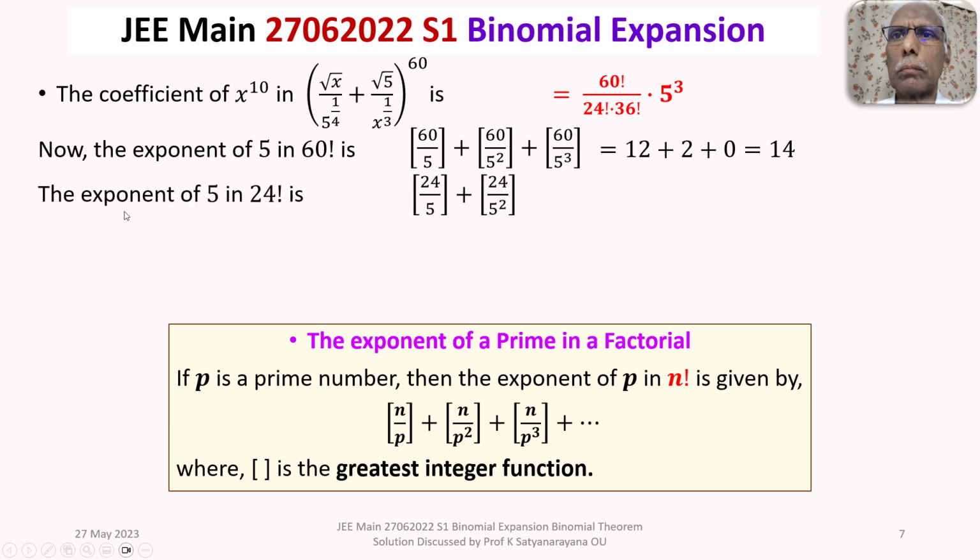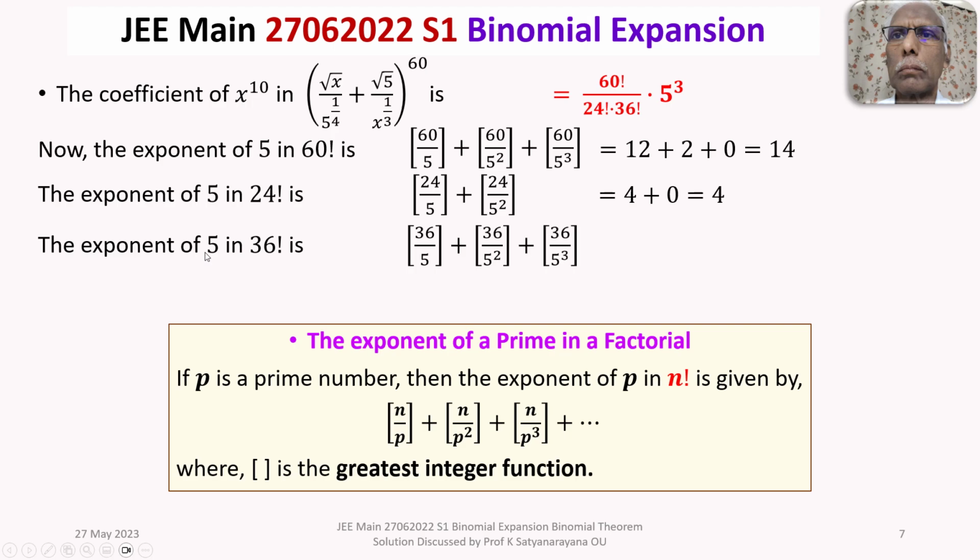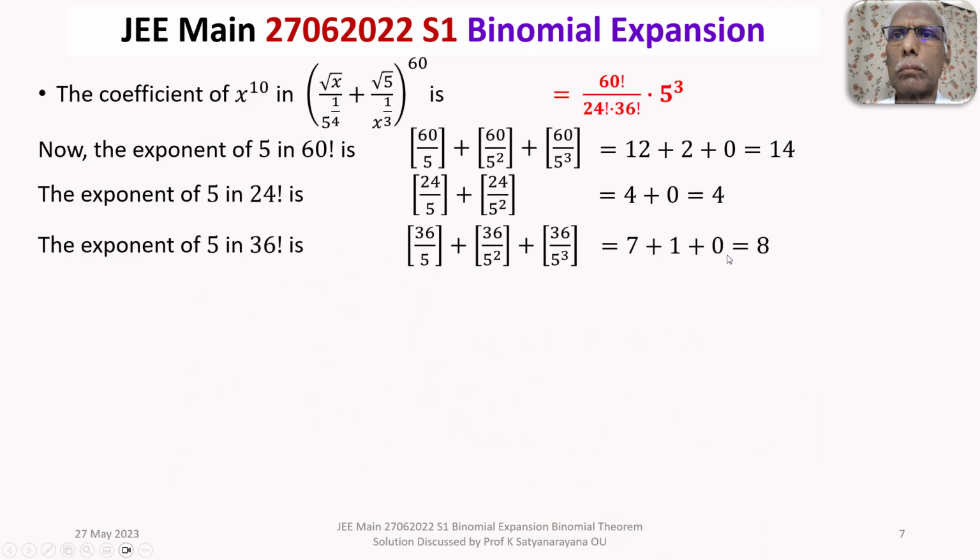Now the exponent of 5 in 24 factorial. This is [24/5] plus [24/5 square]. 24 by 5, 5 4s are 20, 5 5s are 25, so it is 4. 24 by 25 is 0. So it is 4 plus 0, that is 4. And the exponent of 5 in 36 factorial is [36/5], that is 5 7s are 30, so 7, plus [36/5 square], 36 by 25, that is 1, plus [36/5 cube], it is 0. 7 plus 1 plus 0, that is 8.